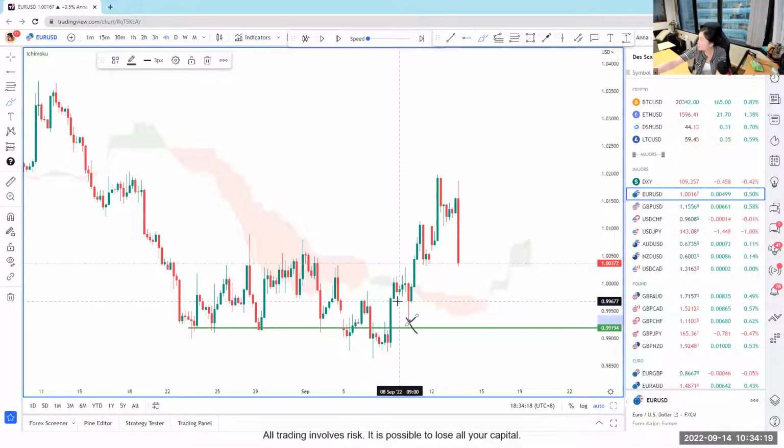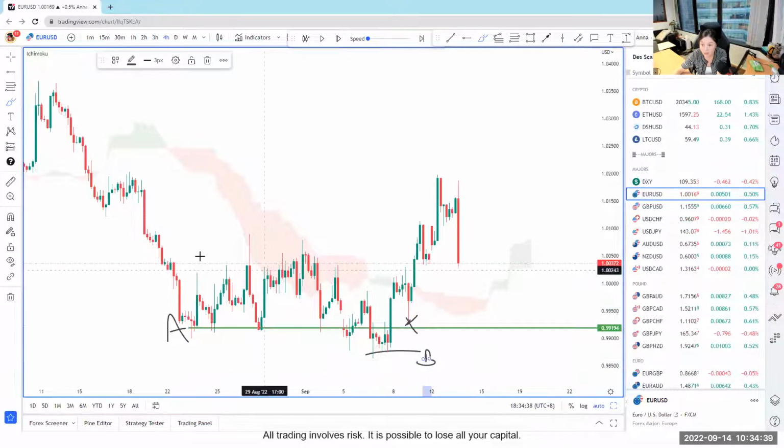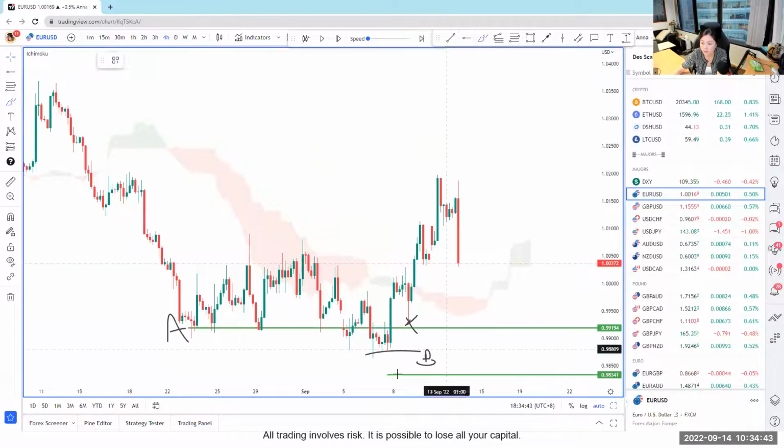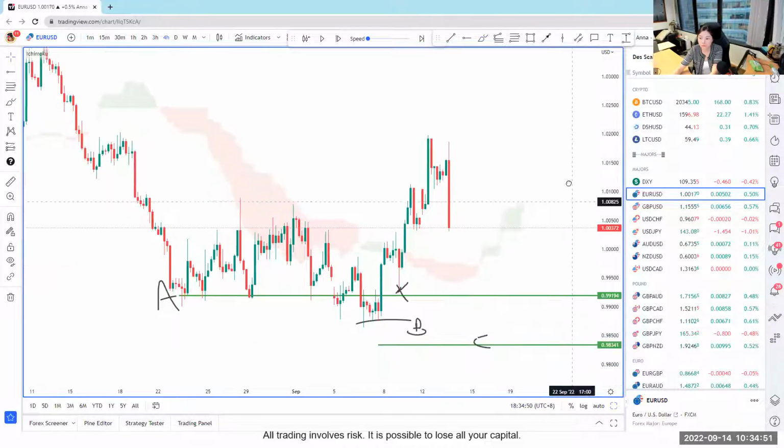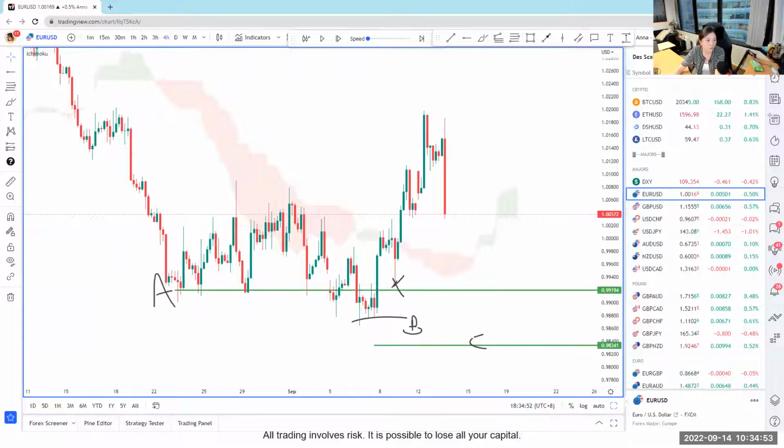Can you guys tell me where would you actually place the break even point? Is it at A, at B, or at C? Let me move this up. Where is the break even point?